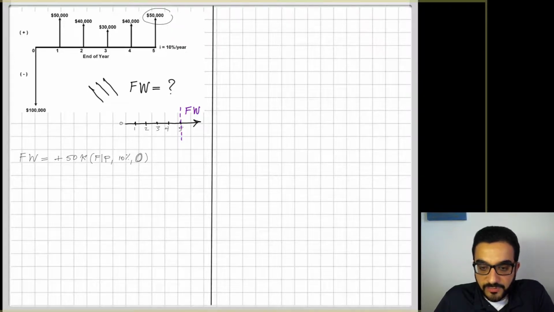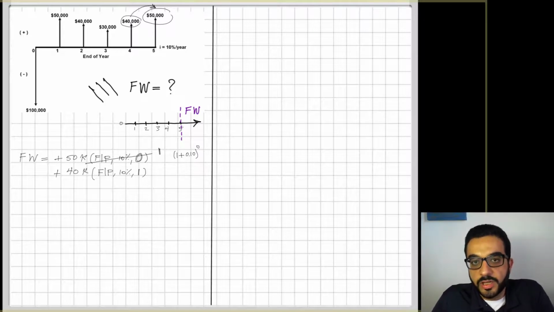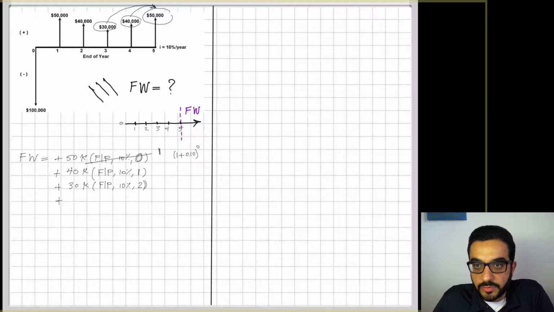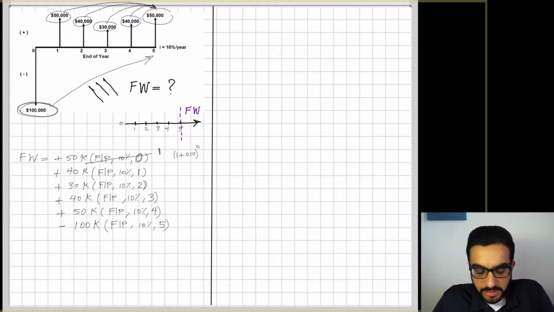And for this 50K, I'm calculating the value exactly where it is currently. So I will end up with this factor equal to 1. You can see it's 1 plus i to the power n, or the time difference, and my time difference here is 0, so the factor is equal to 1. For 50K, I'm dealing with F given P 10% and 1. Let's keep going until we cover all cash flows in that series. And of course, don't forget the initial investment of 100K, where the difference in year 0 is 5.